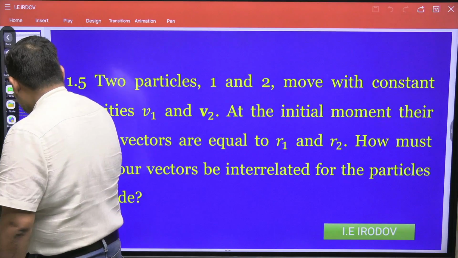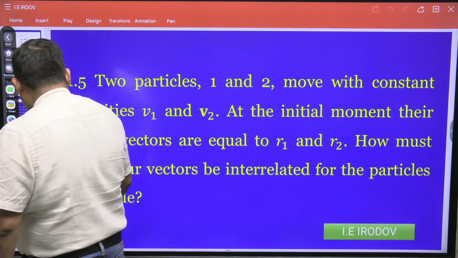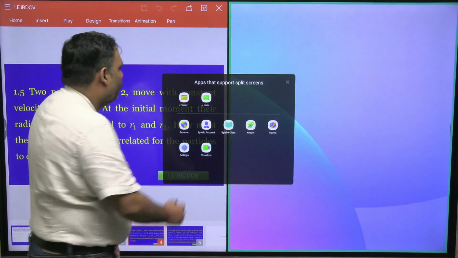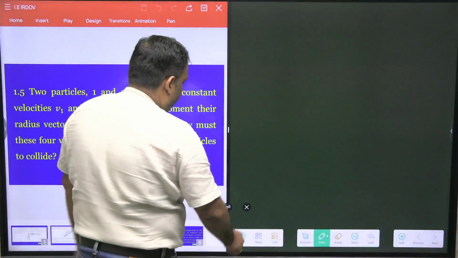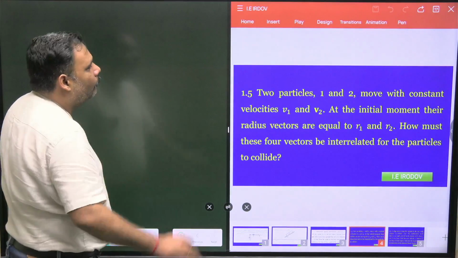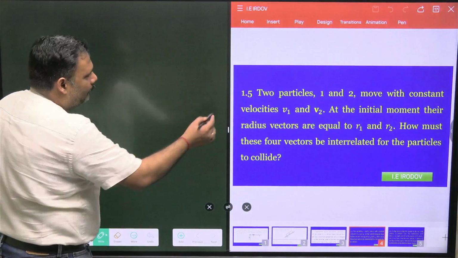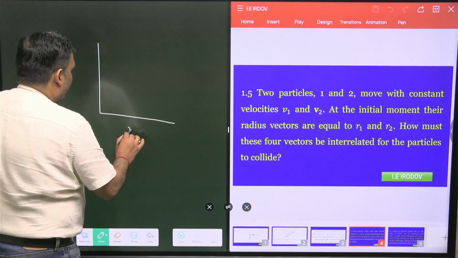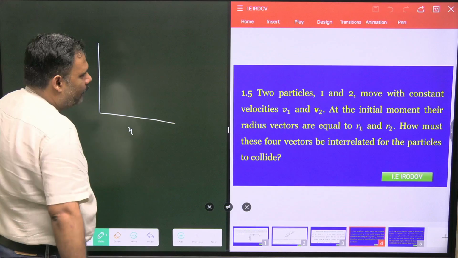If you go for the vector diagram, then we can easily solve this one. This type of problem you can solve with the concept itself; there is not much calculation. So let us write the whole story of this. Suppose this is x and y.